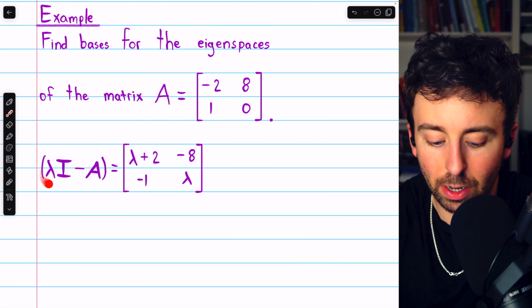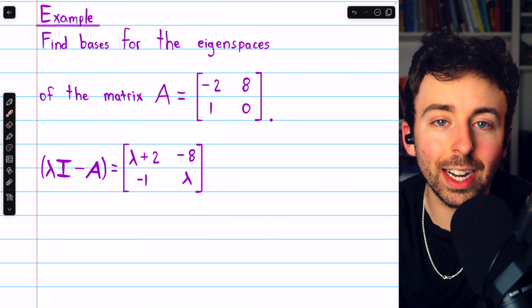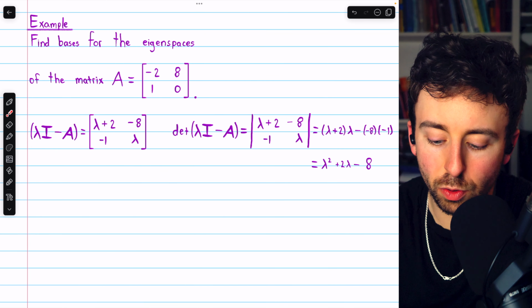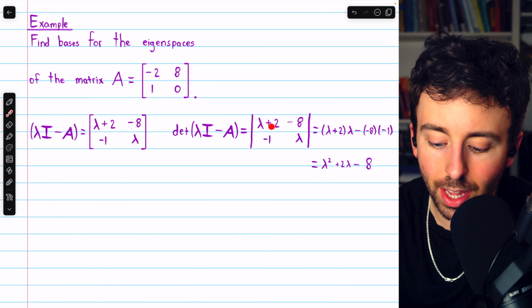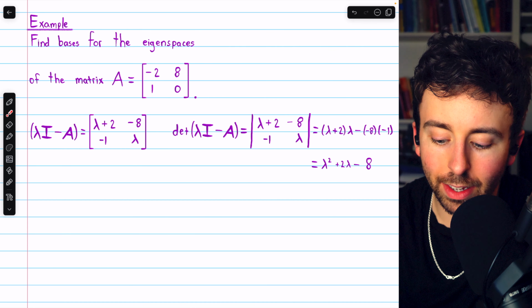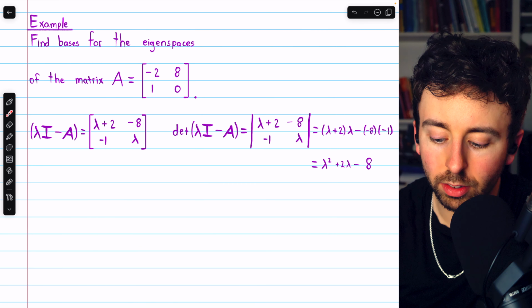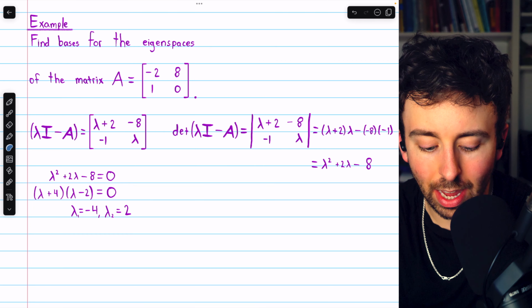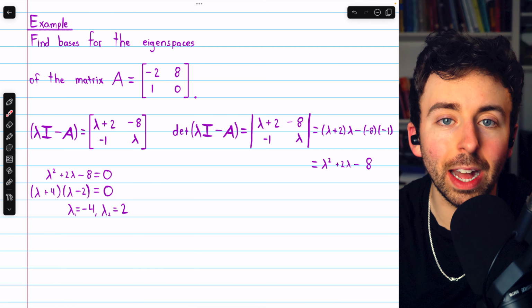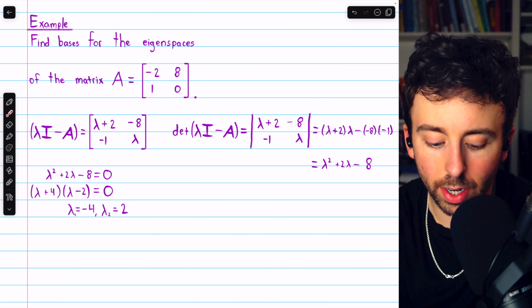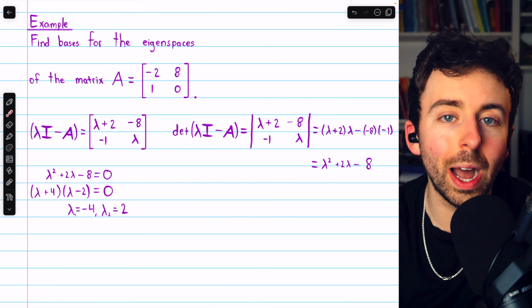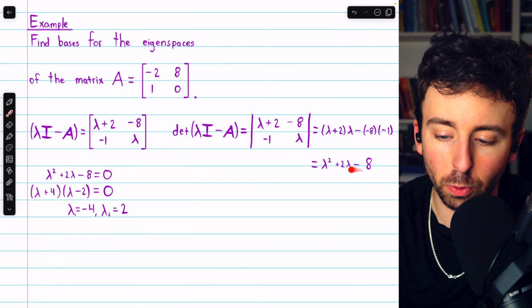So we write this matrix, lambda I minus A. That is seen here, and now we'll find the determinant of this matrix to get the characteristic polynomial. This is a 2x2 matrix, so its determinant is easy to calculate. Lambda plus 2 times lambda minus negative 8 times negative 1. So we get lambda squared plus 2 lambda minus 8. We can go ahead and factor this characteristic polynomial to find our eigenvalues, and we get that lambda 1 equals negative 4 and lambda 2 equals positive 2. So those are our two eigenvalues, the roots of the characteristic polynomial.